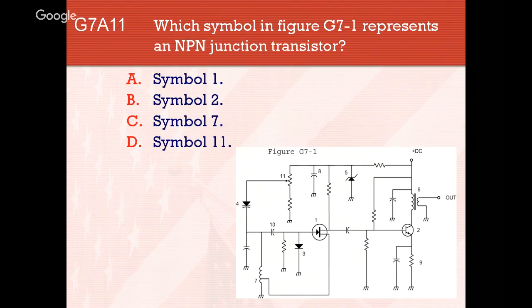My apologies. So, which symbol represents the NPN junction transistor? We see in the schematic here, there's your NPN transistor, symbol 2. Your answer is going to be B.